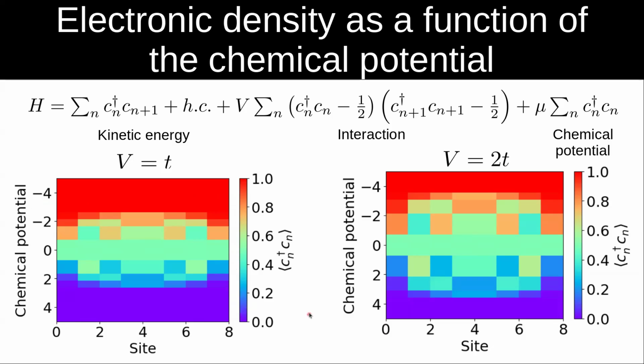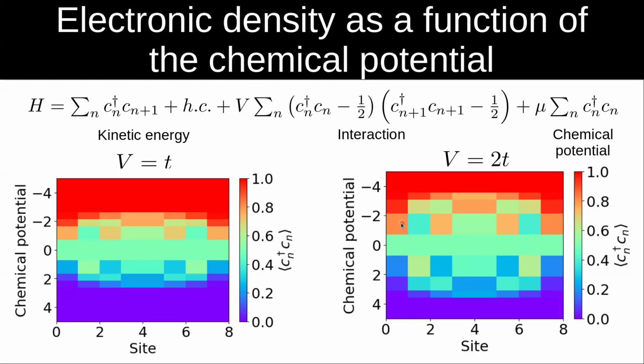You can do the same with a stronger interaction. And what you observe when you use a stronger interaction is that, in order to completely fill your system or completely empty the system, you need to use larger chemical potentials. And if you look at the energy spacing, or at the interval of chemical potentials where you have a certain number of electrons stabilized, you see that for stronger interactions, it is bigger.